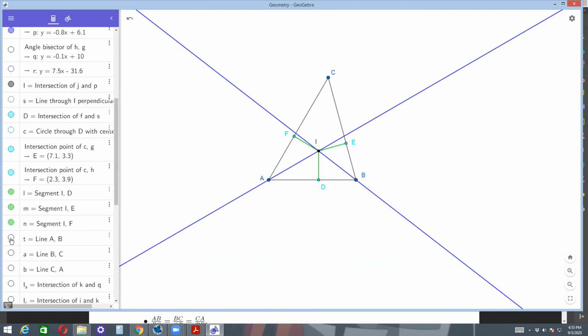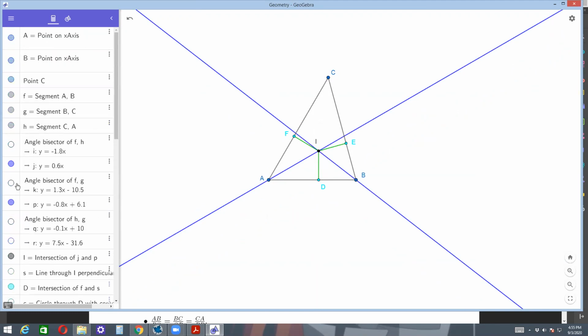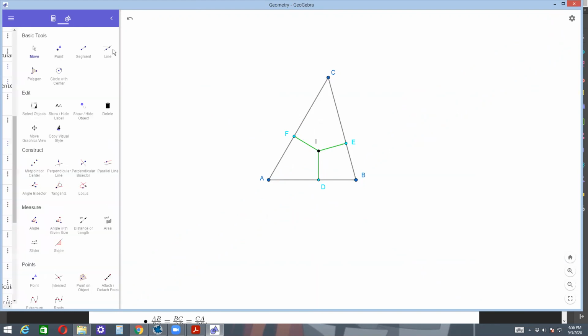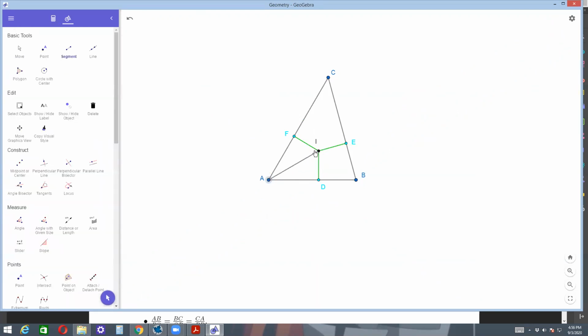I probably should have erased that, but having all of these lines is probably going to get a little confusing. So let me remove those and let me connect these separately.